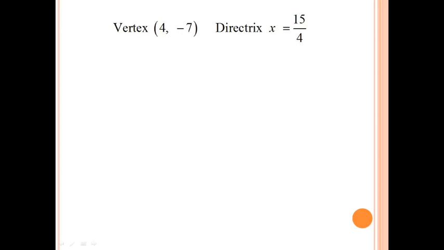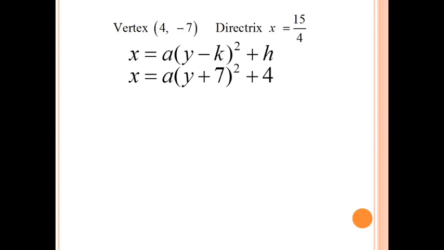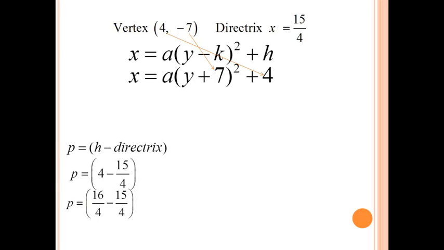So let's look at an example here. The vertex is (4, negative 7). The directrix is x equals 15 over 4. We're going to fill in the equation as we did before. x is equal to a times (y minus k) squared plus h. We replace k with the negative 7, so minus a negative 7 is plus 7. 4 replaces h. p is equal to h minus the directrix, so 4 minus 15 over 4. p is equal to 16 over 4 minus 15 over 4, because that replaces 4, and then p is equal to 1/4.